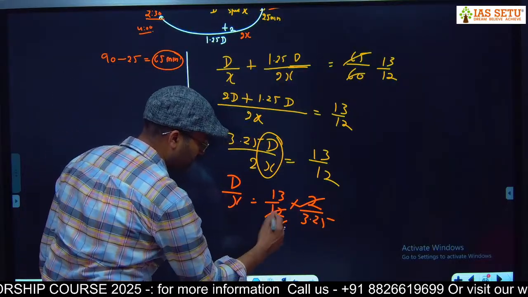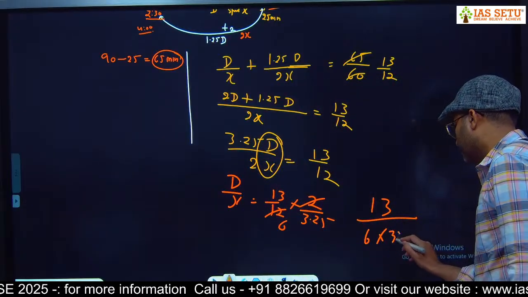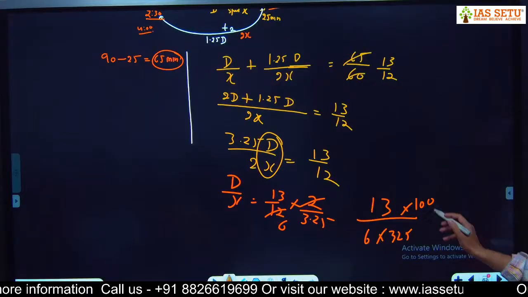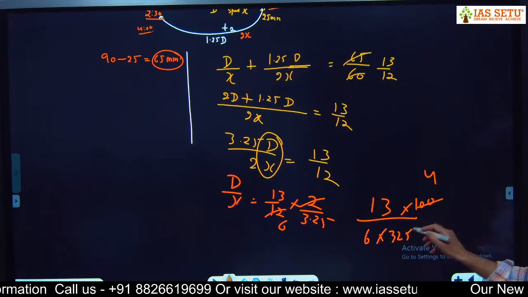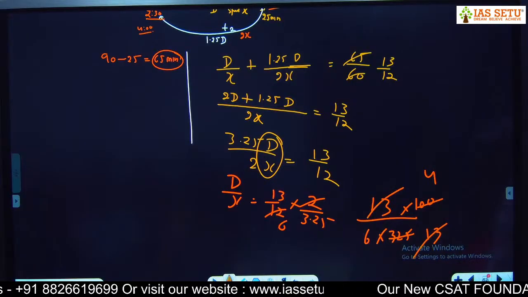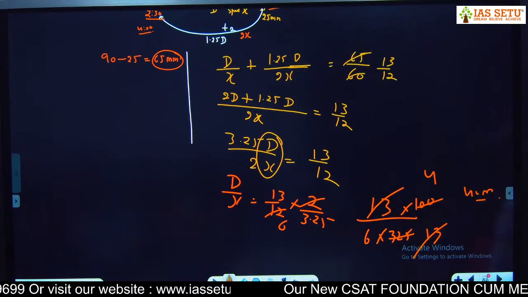इससे यहाँ 6 आ जाएगा, 13 6 325 100 divide by 25 4. 13 से 13 कट गया, 4/6 r. What is 4/6 r? 40 मिनट. I repeat now.